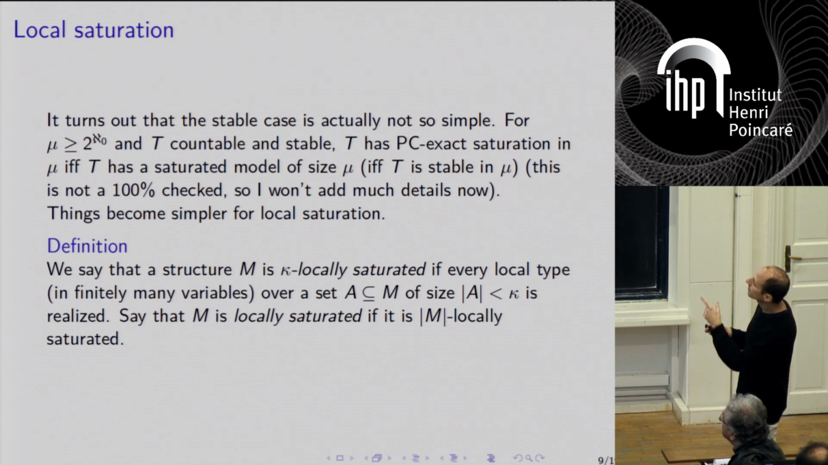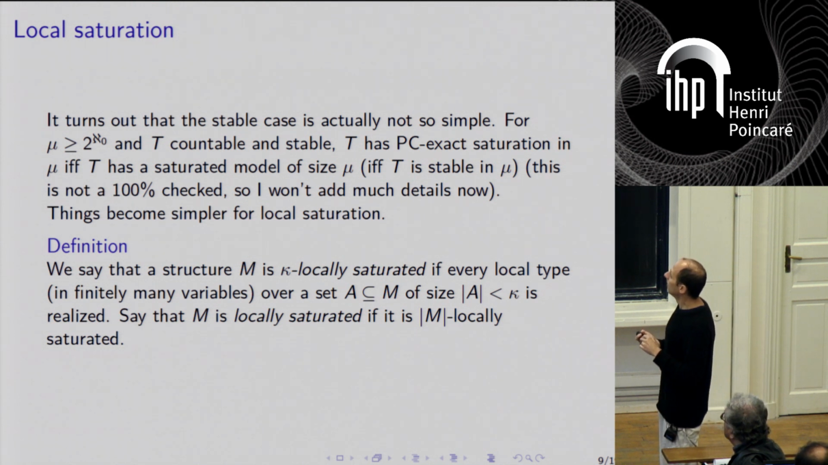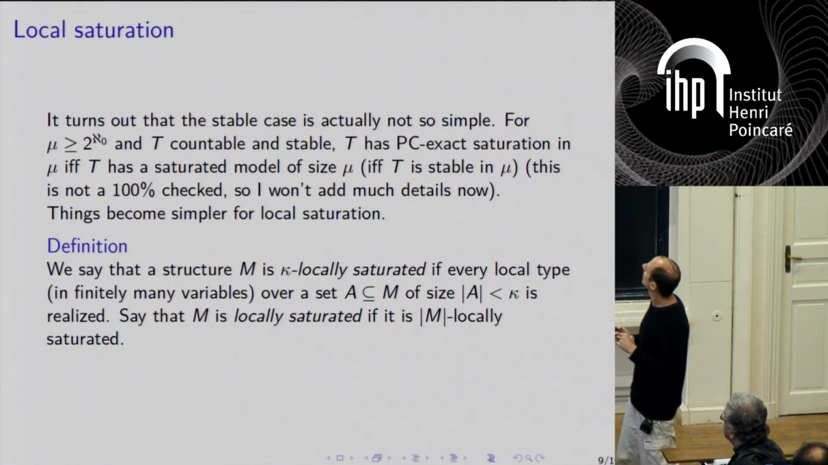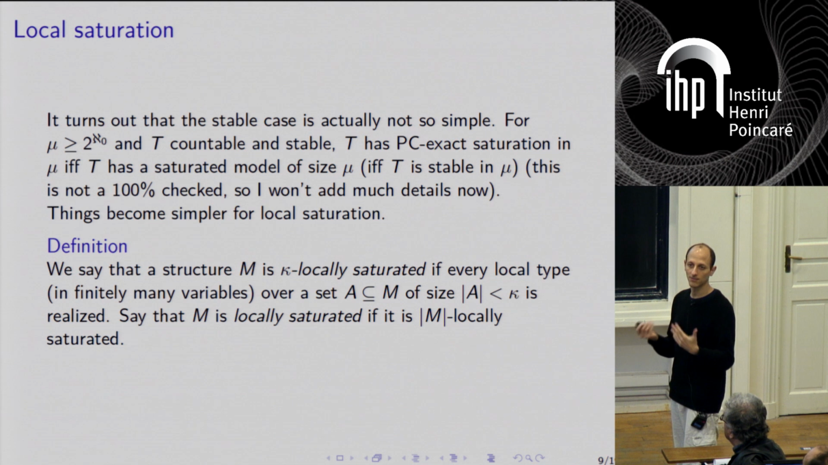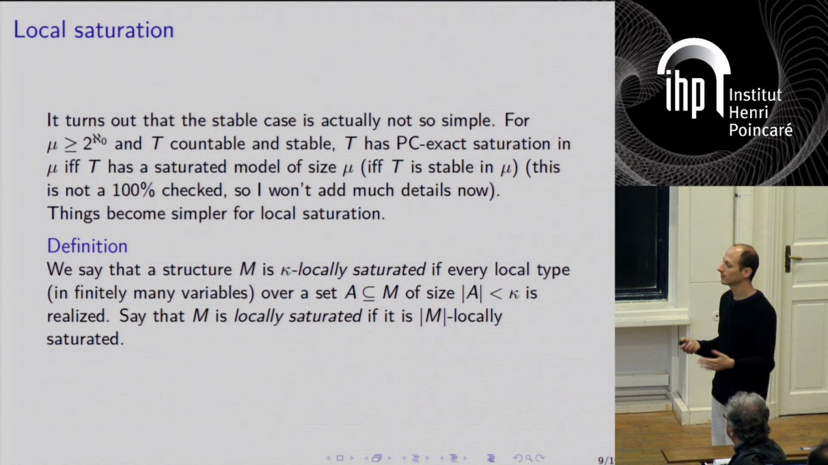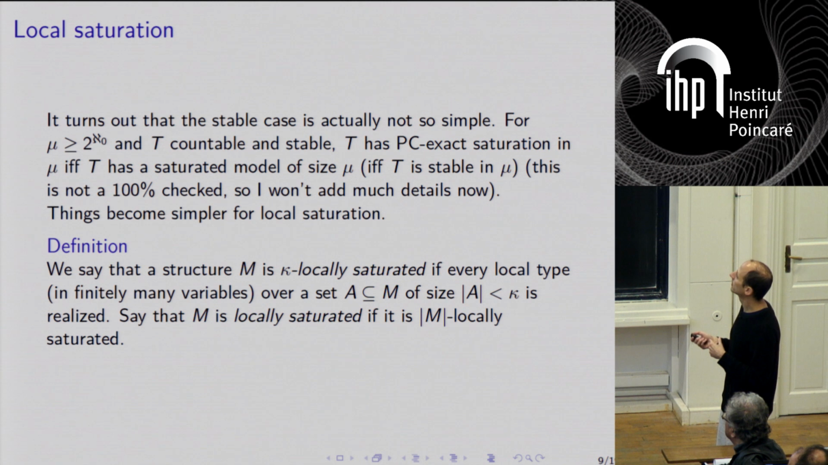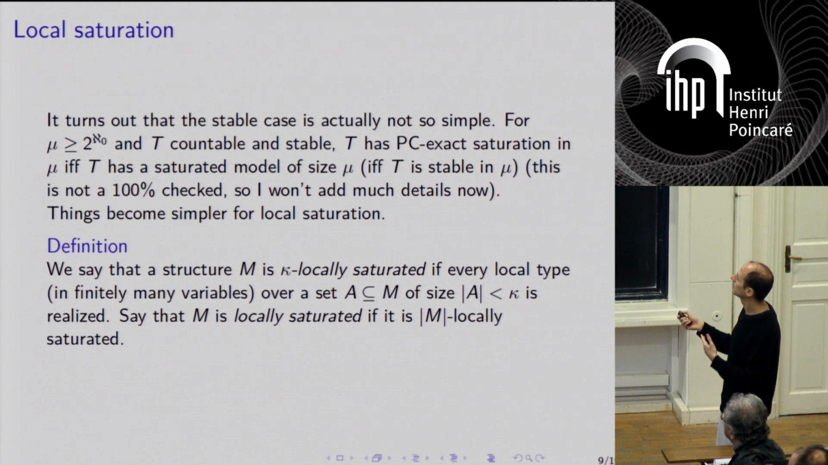But things become much clearer for local saturation, which I'm going to define now. M is kappa locally saturated if for every local type, where a local type is just a type in a finite set of formulas, over some set, is realized. But I have to say here, local type in infinitely many variables, as opposed to the usual saturation case where people say one variable. I'm not sure actually whether these are equivalent or not. So every local type over infinitely many variables over some set is realized. So locally saturated is the same thing as saturated, but with local types.